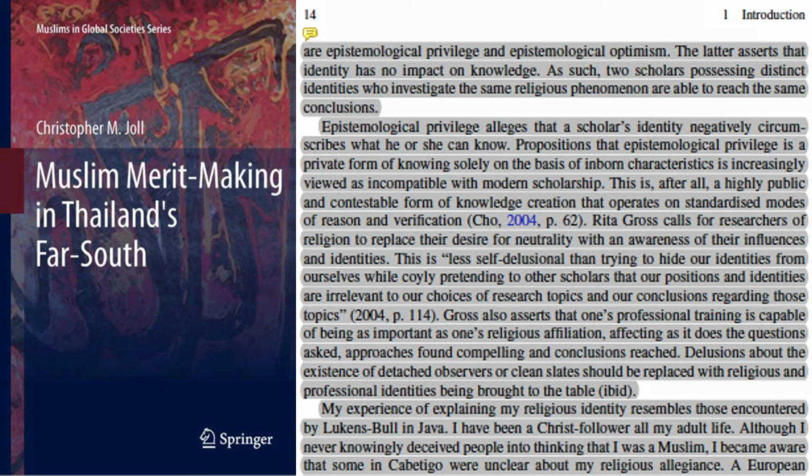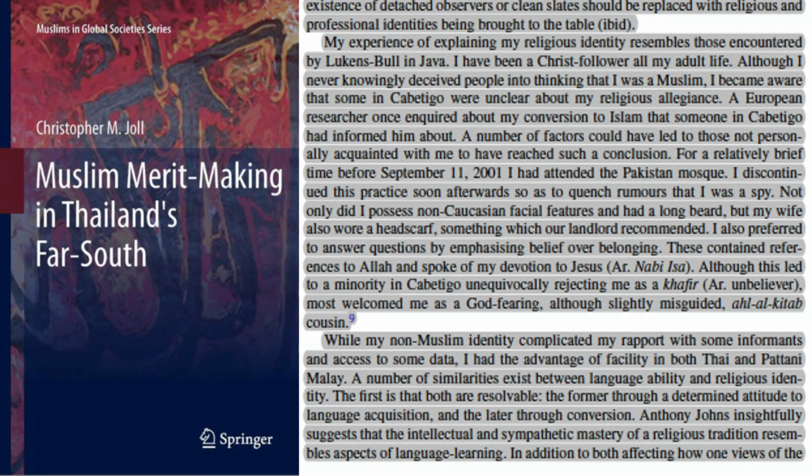And I talk about my own religious background and how I felt that it was much better for me to present myself as a Christ follower rather than someone who was an unbeliever or agnostic or atheist or was pretending to be a Muslim. And you may have seen the lecture where people in South Thailand comment that this was something that in the long term has been of great benefit to me.